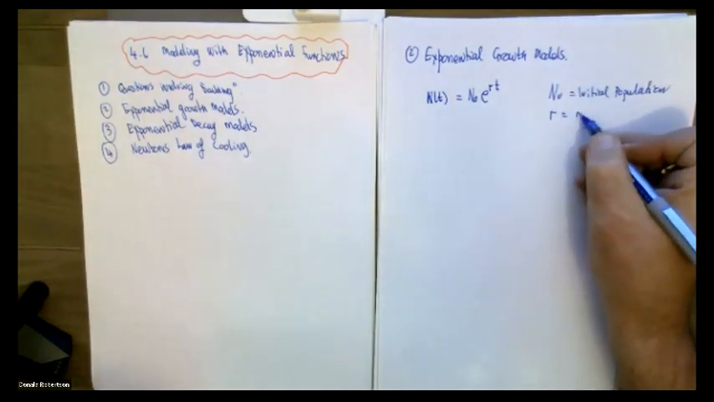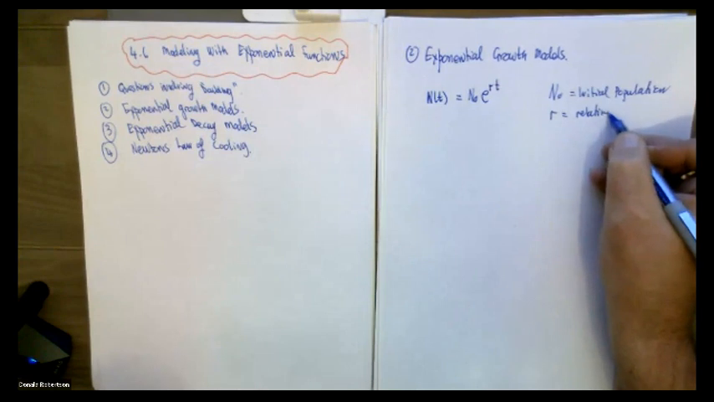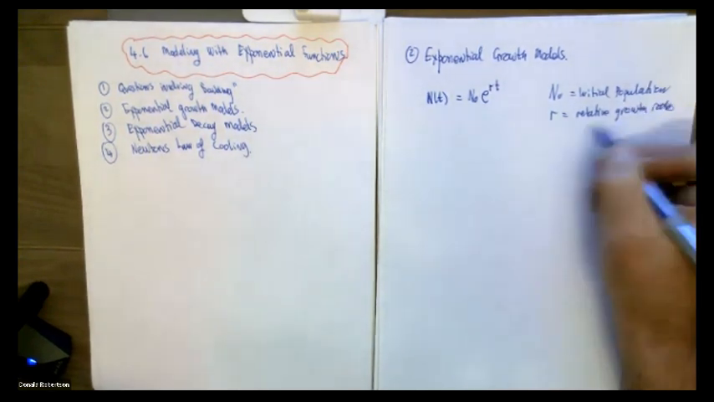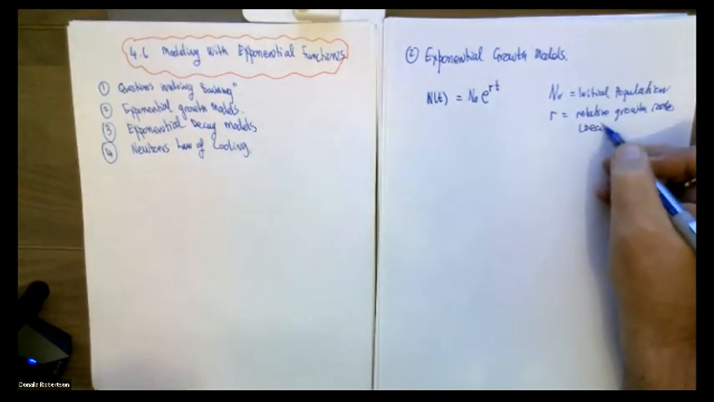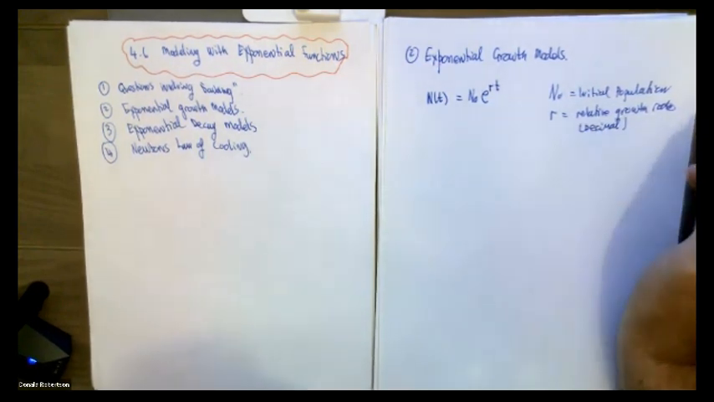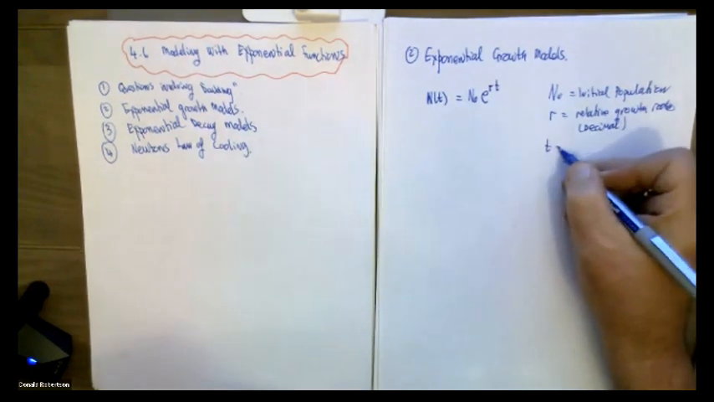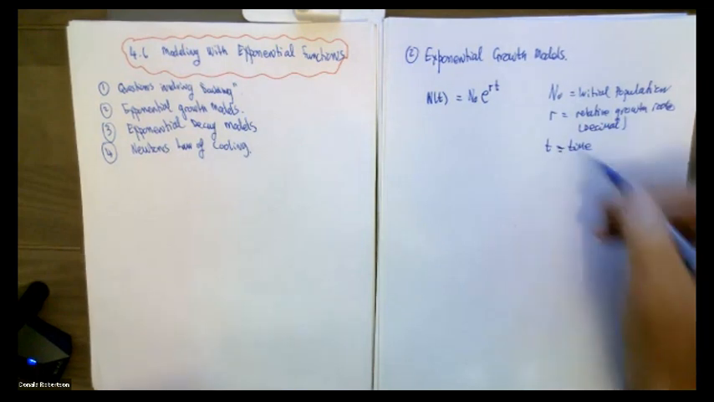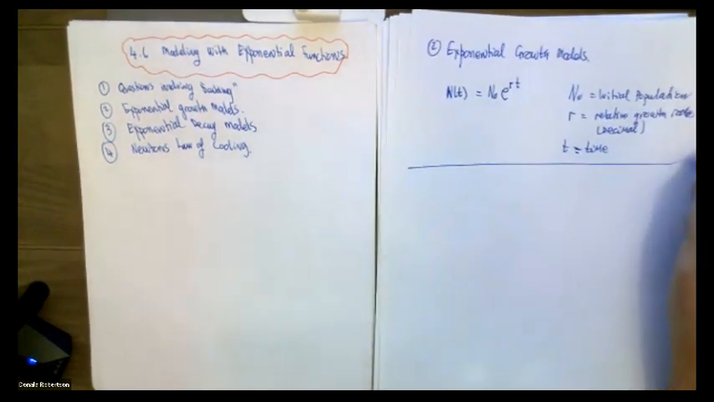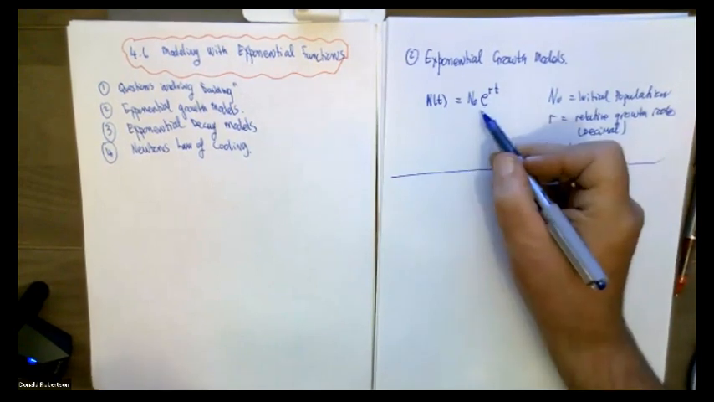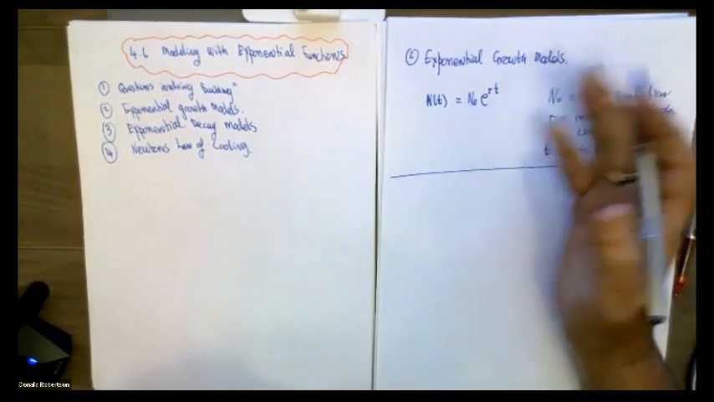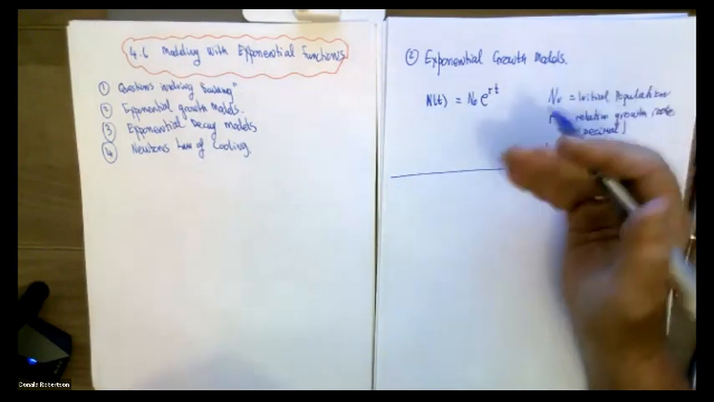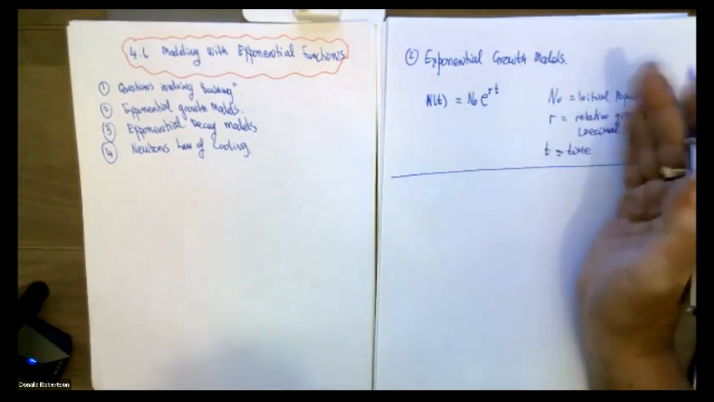r is called the relative growth rate, or just growth rate for short. But you convert it to a decimal. So if they tell you it's 4%, it's 0.04. And t is time. And time can be minutes, seconds, hours, days, whatever the question tells you it is. So we are going to create this model, and then we're going to be asked to answer things like, what will the population size be in 10 years? How long before there's a million of them?